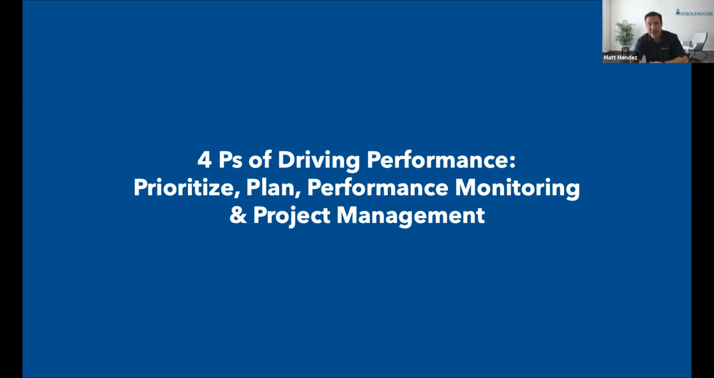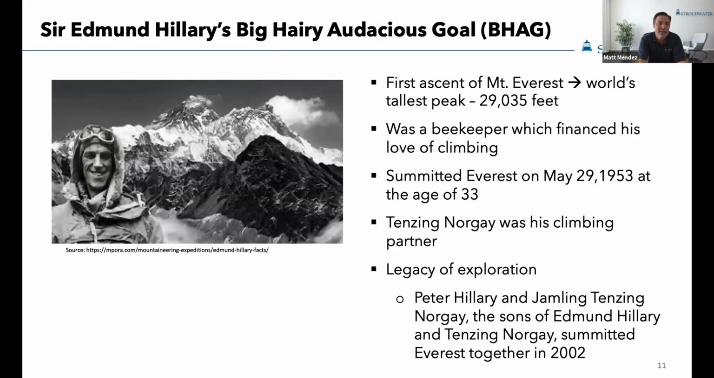So before we dive in, I think it's helpful to talk about a story of an amazing dream that a 6'5" Kiwi dreamt of in the early 1950s. I'm talking about Edmund Hillary, of course, and he had arguably what we could say was a big, hairy, audacious goal, or a BHAG for the folks that are familiar. He really aspired to take his passion for climbing and to climb the tallest peak in the world.